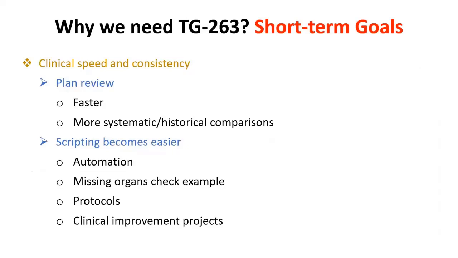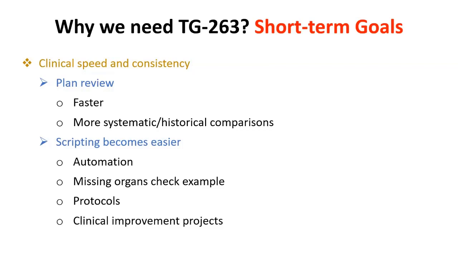For the short-term goal: clinical speed and consistency, faster plan review, more systematic historical comparison, and scripting becomes easier. This is very important because nowadays you don't need to go through your DVH and grab each organ by organ, evaluating how much dose is delivered to that organ. It becomes tedious work if you do it point by point. By using the computer, you can use automation or scripting, and easily grab this information from your data.